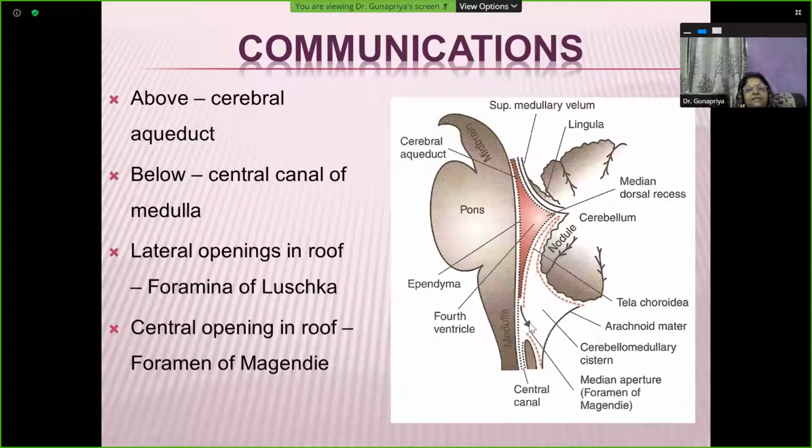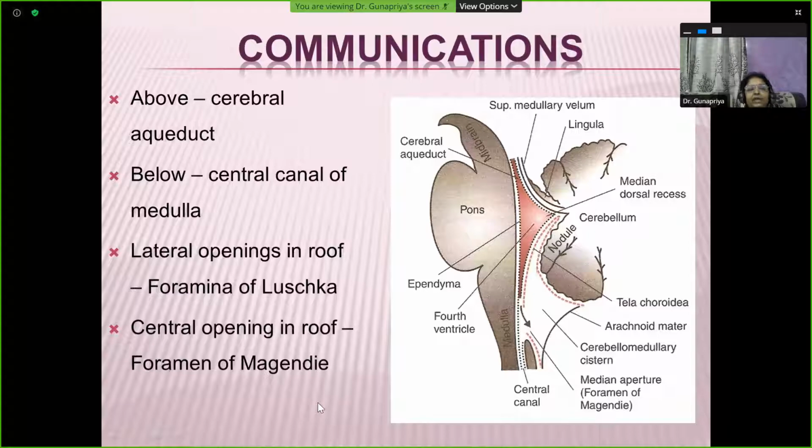The two lateral openings can't be made out here because this is a sagittal section. That's why the median opening is made out here, which is the midline. So in the roof, you have two lateral openings and a median opening. The two lateral openings, L for lateral, are the foramina of Luschka. The one below is a central median opening in the roof, and that is Magendie, M for median. You can see the foramen of Magendie here, the arrow is pointing.